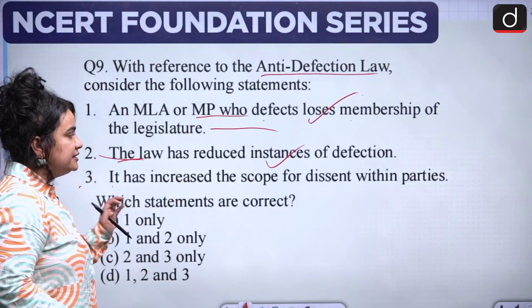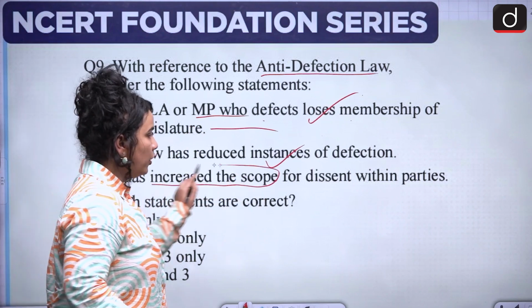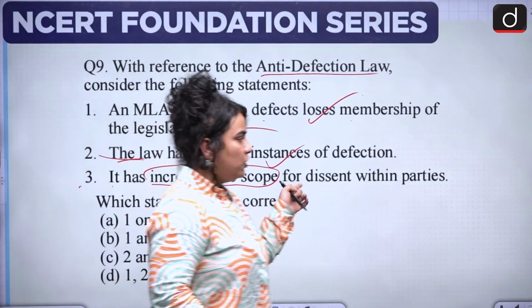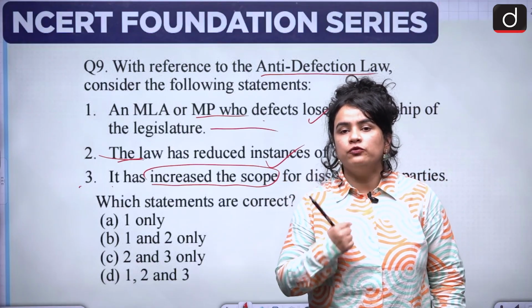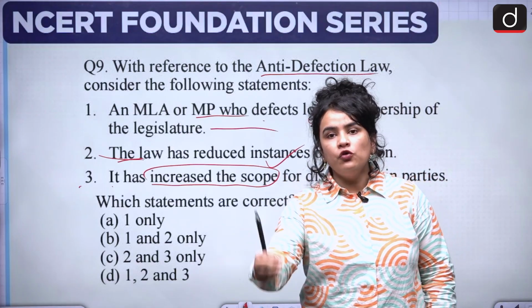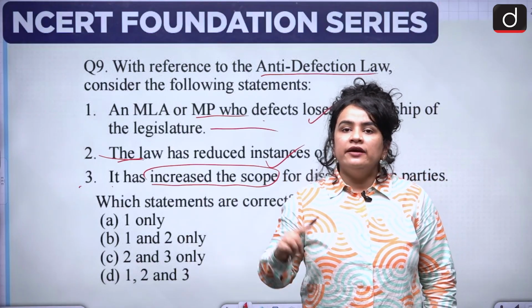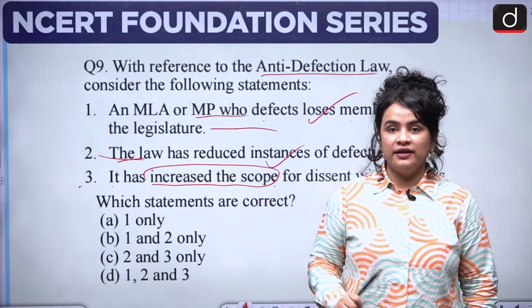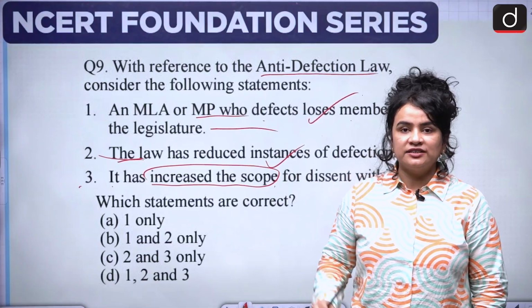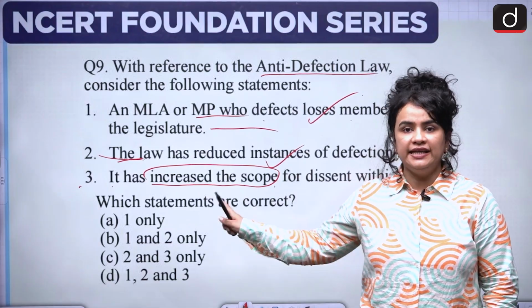Third, it has increased the scope for dissent within parties. Now, let's think about it. Every time I choose to defy an order or vote or abstain from voting when I've been asked to do otherwise, I risk losing my seat in the legislature. I risk losing my qualification to the legislature.